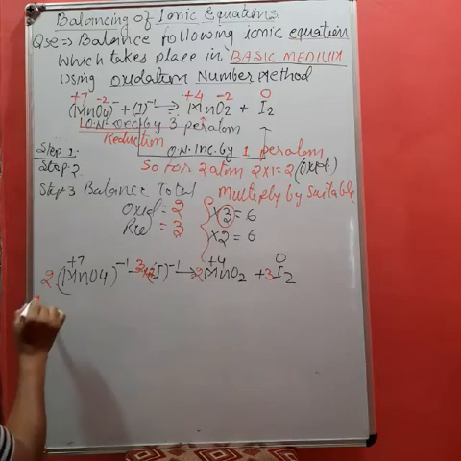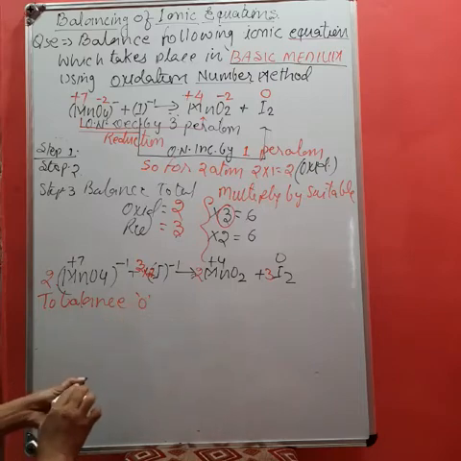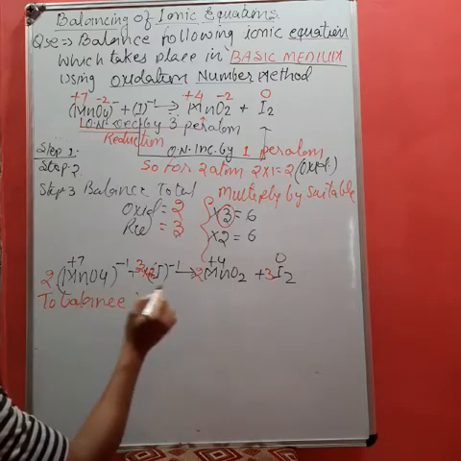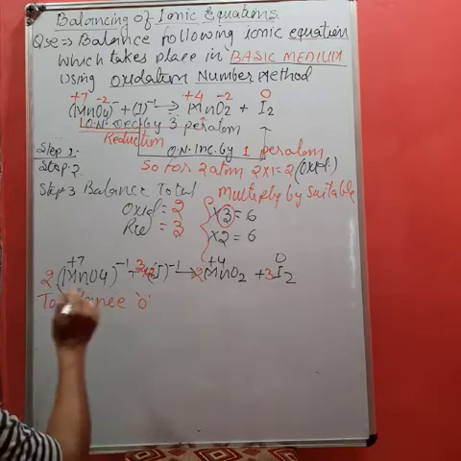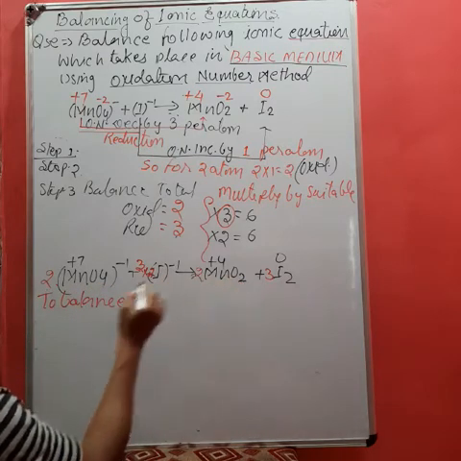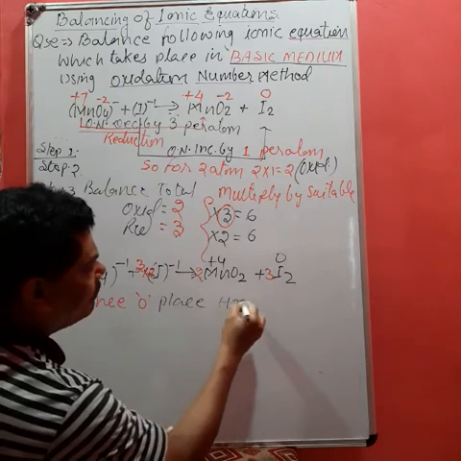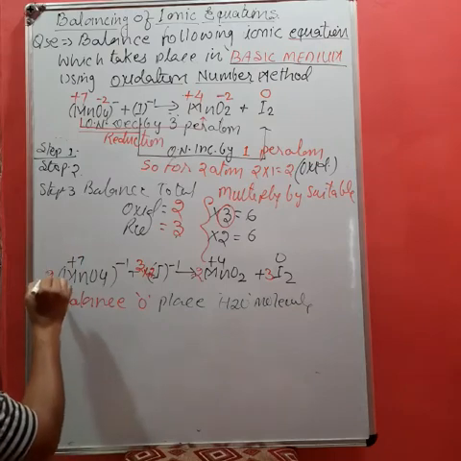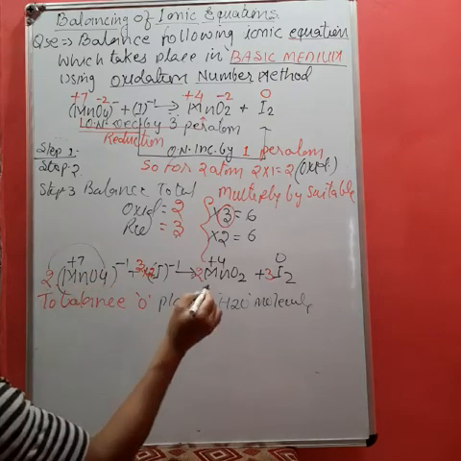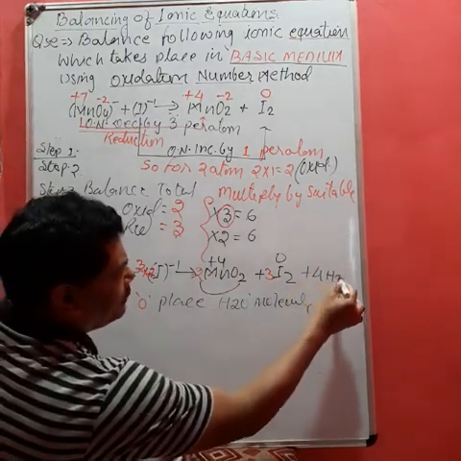Now to balance oxygen. Here 4 oxygens are there, and here already how many oxygens are there? 4 oxygens. So we need not do anything. 2 fours are 8 here, 2 twos are 4 there. To balance oxygen, place water molecules. Student, how many oxygens are there? 2 into 4, 8 oxygens. But here 2 twos are 4 oxygens. So what to do? Place here 4 H2O.